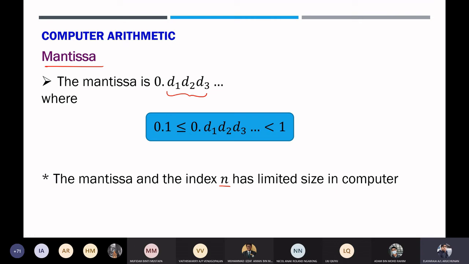Any question, guys, so far? Any question? Is it clear? Yeah, I think for now everything is clear. Okay, thank you, Adam. All righty. Next, we just move to the next slide.